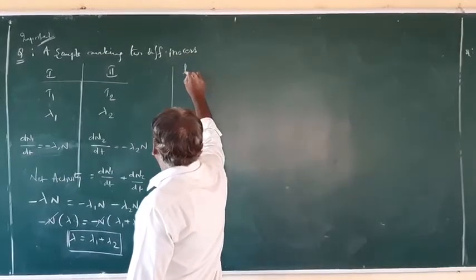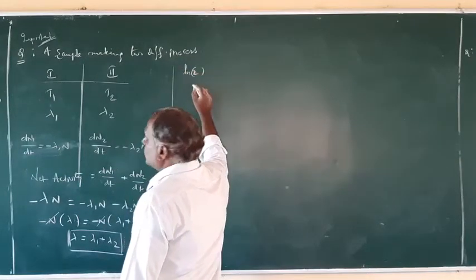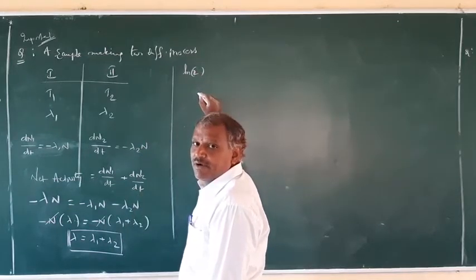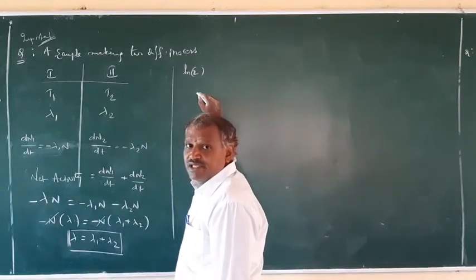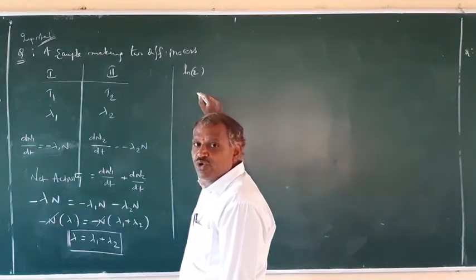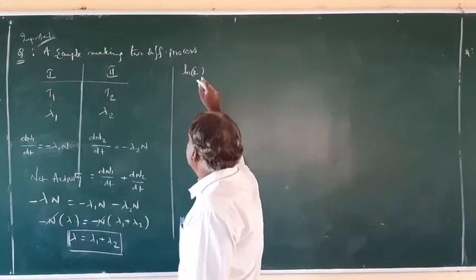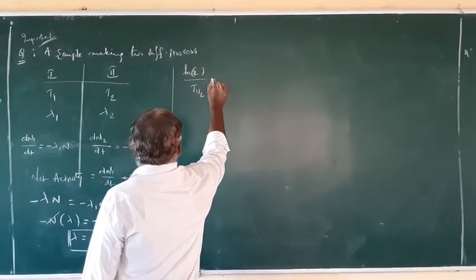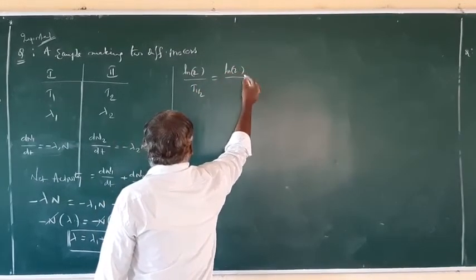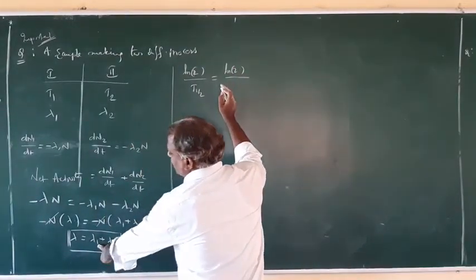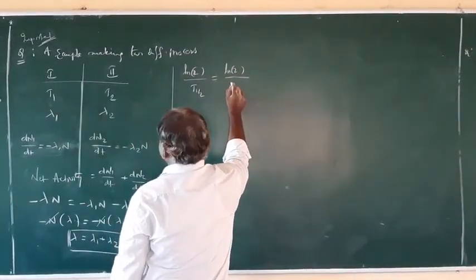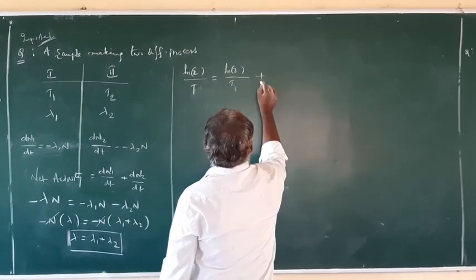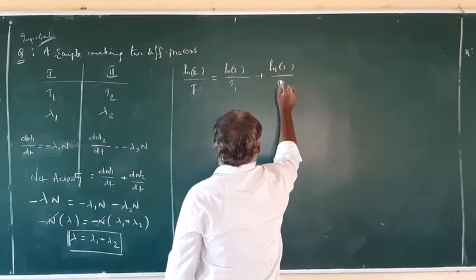It is ln2 upon lambda. Half-life time period is ln2 upon lambda. So here lambda is equal to ln2 upon half-life time period. So for the resultant half-life time period, I am writing capital T, lambda is given by ln2 upon T, which is equal to ln2 upon the half-life for the first one, that is T1, plus ln2 upon T2.